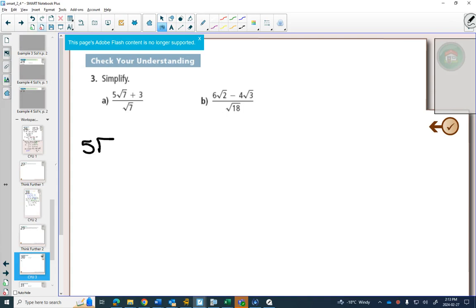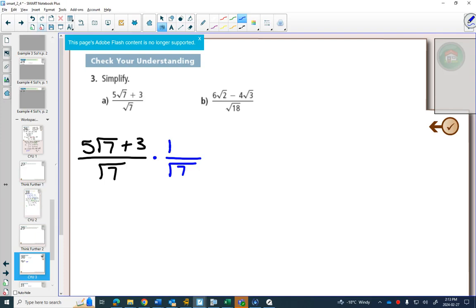Now, we have a square root of 7 on the bottom. This is considered not simplified. We need to get rid of square roots on the bottom in order to simplify. And the way that we do that is we multiply by 1. If I want to get rid of a square root on the bottom, what possibly could I put inside this square root to make this a perfect square? A 7. That's pretty obvious.